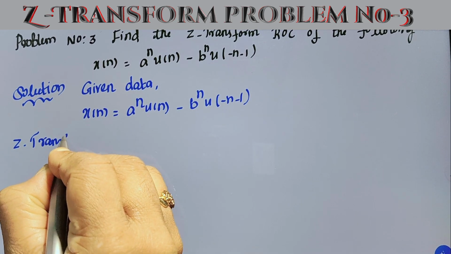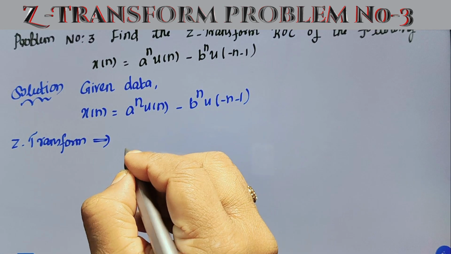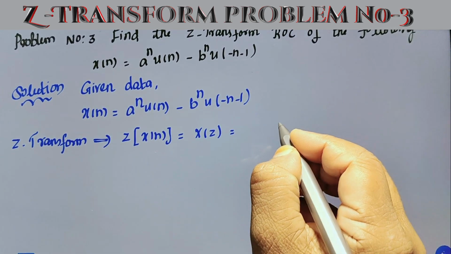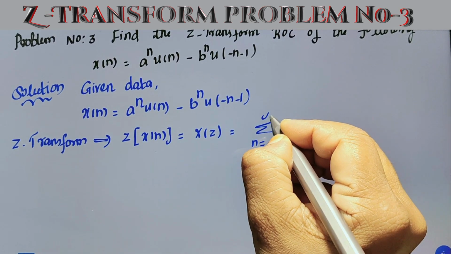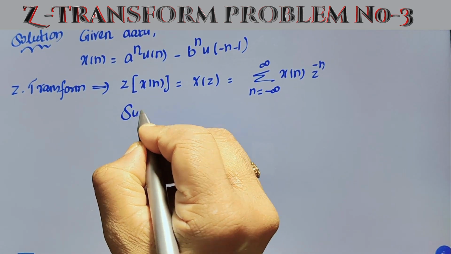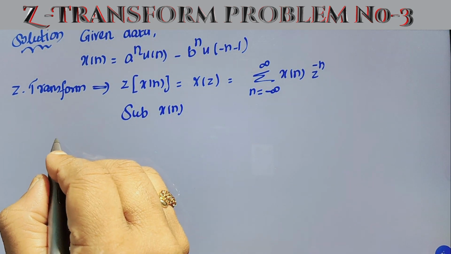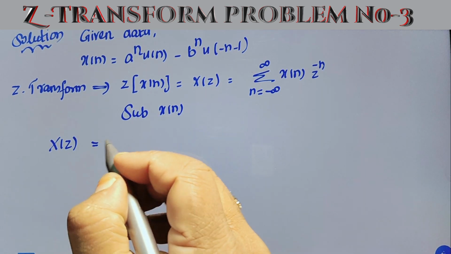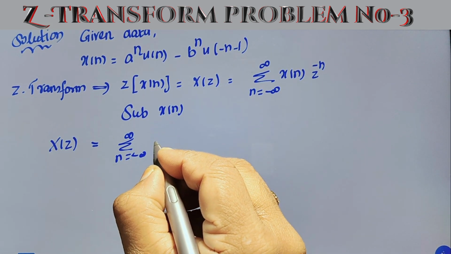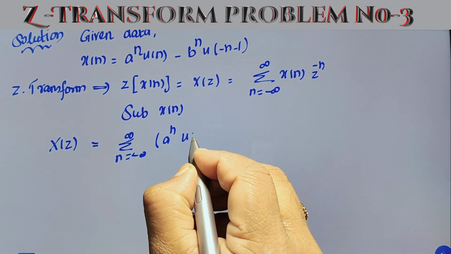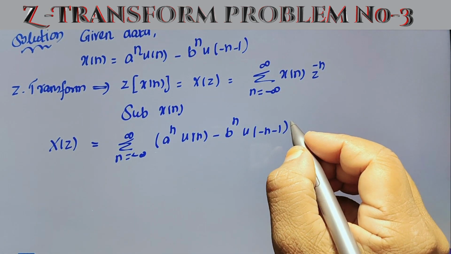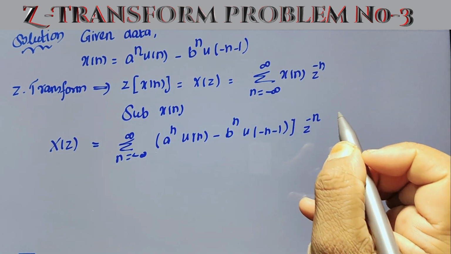Z transform: Z of x of n equal to X of z equal to summation n equal to minus infinity to infinity x of n into z power minus n. Next is substitute x of n. So X of z equal to summation n equal to minus infinity to infinity a power n u of n minus b power n u of minus n minus 1 into z power minus n.